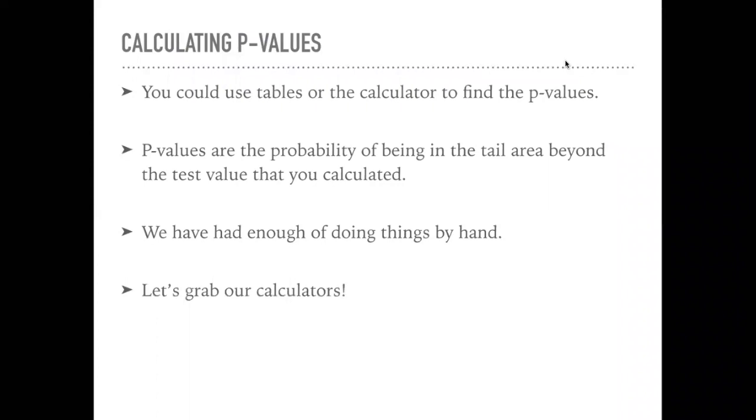Probabilities are always between 0 and 1, so we're going to have to make sure that we think, because our calculator is going to have this nasty habit of giving us things in scientific notation, and scientific notation is going to make it look like a p-value is bigger than 1. P-values can never be bigger than 1, so keep that in mind as we use our calculator functions.